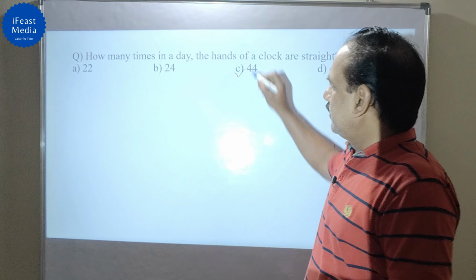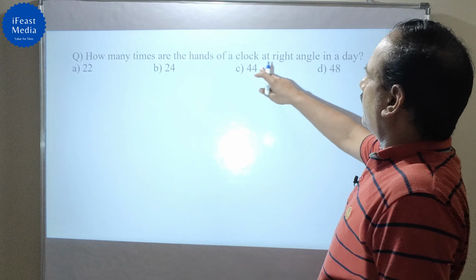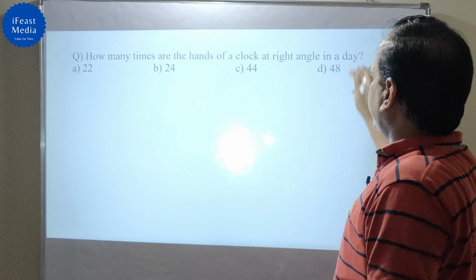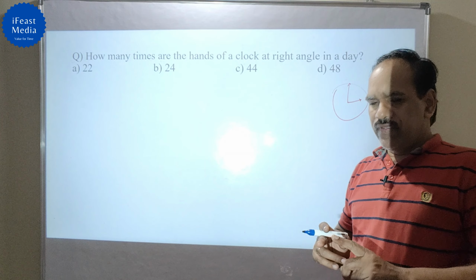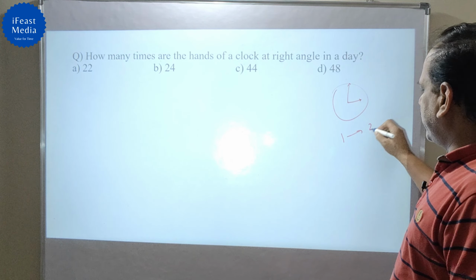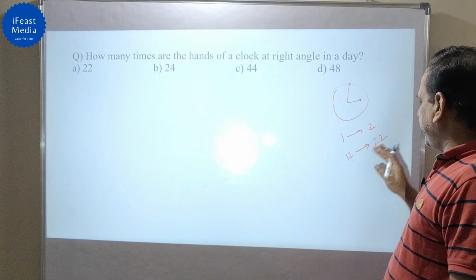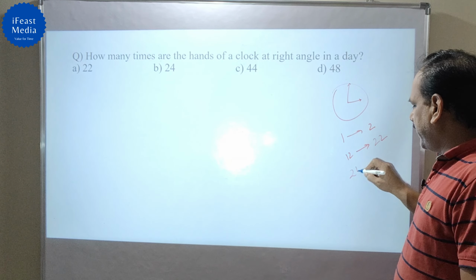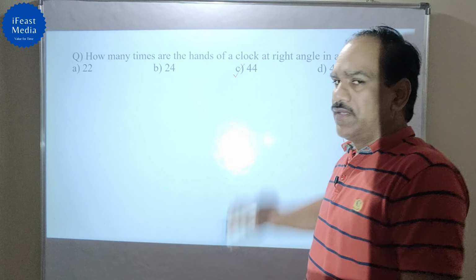So the answer is 44. How many times are the hands of a clock at right angle in a day? For every 1 hour, the hands of a clock will be at right angle 2 times. For 12 hours, it is not 24, it is 22 times. So in a span of 12 hours, they will be at right angle 22 times. In a span of 24 hours, it is 44 again. So the answer is 44.